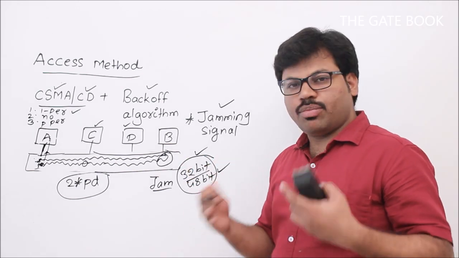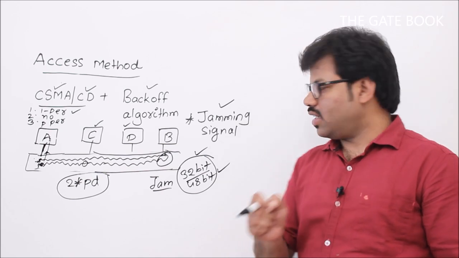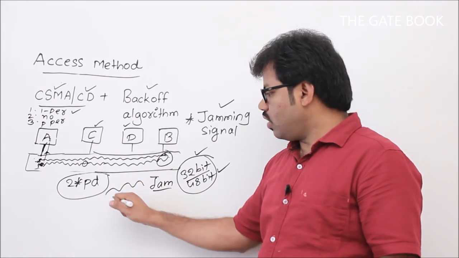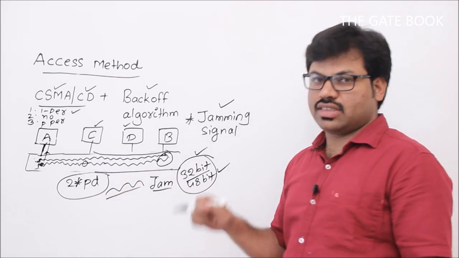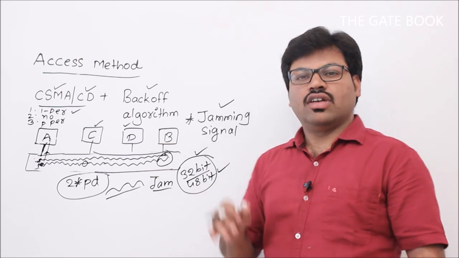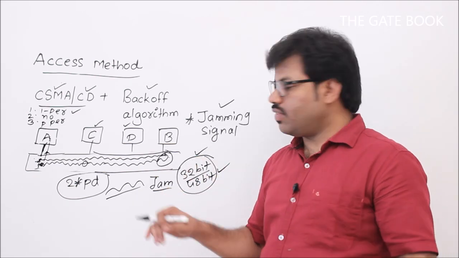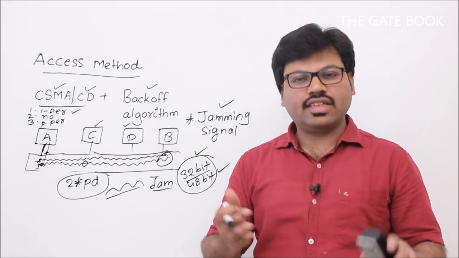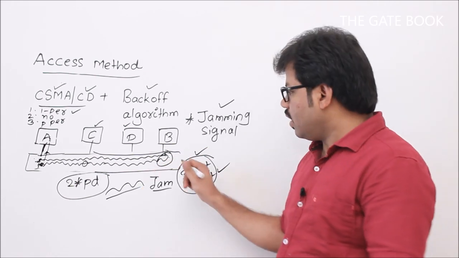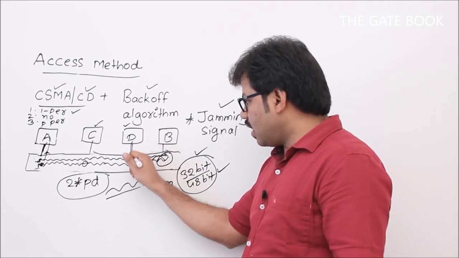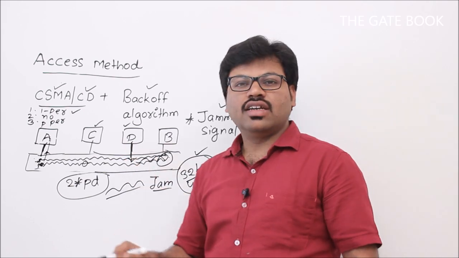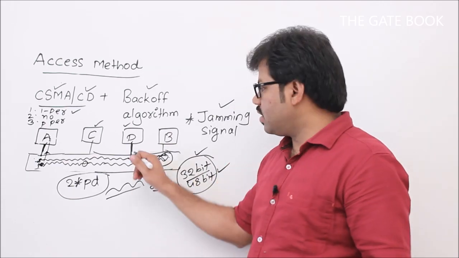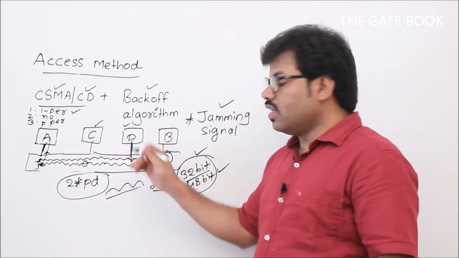What is important for you is why we use this jamming signal. The jamming signal generally has an unused pattern, and it carries a lot of energy. Because of that energy, every receiver can understand that it is not a proper signal, not a data signal, but a different signal. So if a jamming signal is sensed by any station, they understand that there is definitely a collision, and they will stop sending.